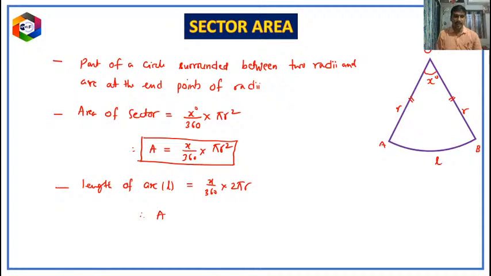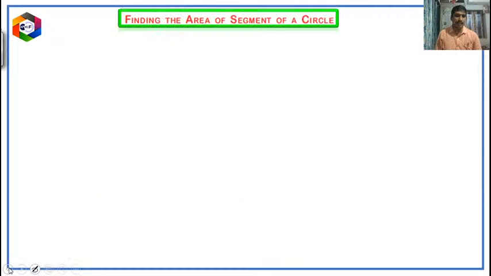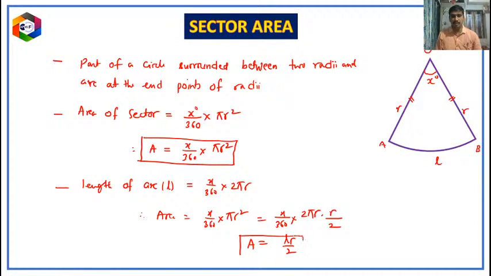Now the area can be written as x by 360 into pi r square, the same which we can write as x by 360 into 2 pi r into r by 2. So now x by 360 into 2 pi r is L. Why? Because this 2 and this 2 get cancelled, pi r into r will be equal to pi r square. So L r by 2. So the area of the sector can be explained by A is equal to L r by 2, or if you know the angle made by the sector at the center, it will be equal to x by 360 into pi r square. Okay, children? So this is the area of the sector formula.